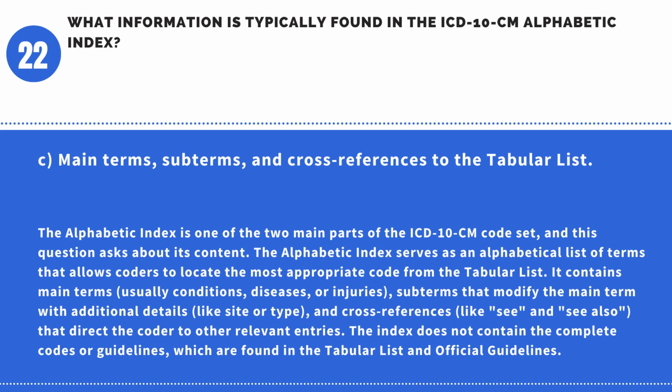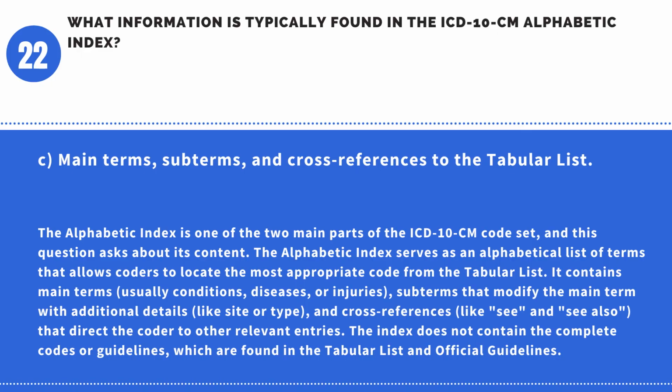Answer: C. Main terms, subterms, and cross-references to the tabular list. The alphabetic index is one of the two main parts of the ICD-10-CM code set, and this question asks about its content. The alphabetic index serves as an alphabetical list of terms that allows coders to locate the most appropriate code from the tabular list.